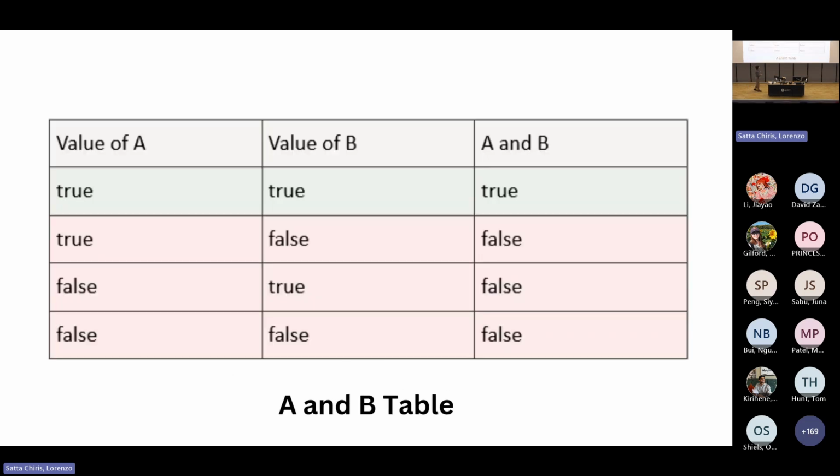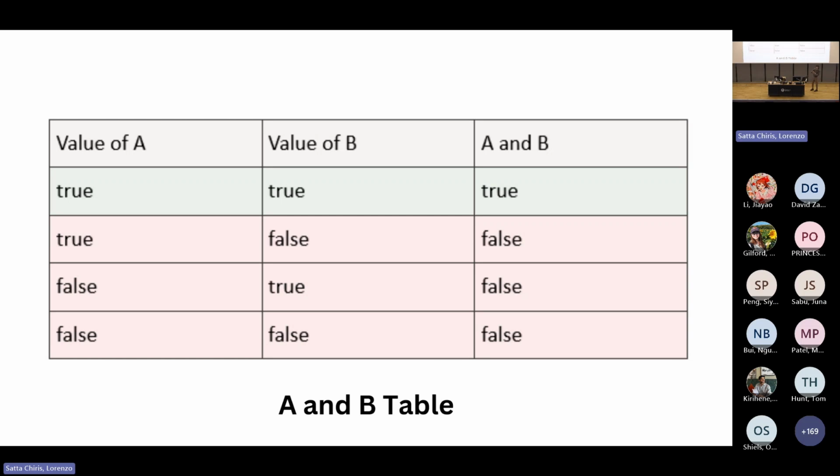So this means that only in the case of both A and B being true will the condition A and B be true. But if A is true and B is false, or vice versa, or if both are false, then the expression, here, the condition is going to be false.